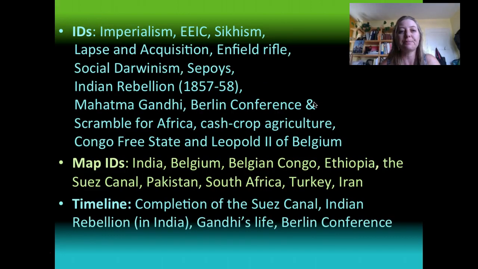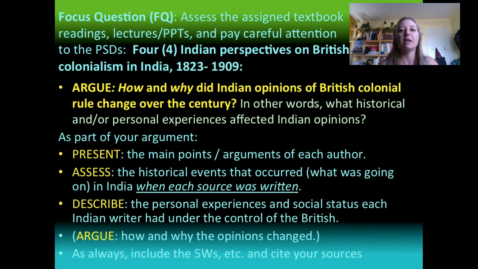show a connection. As always, our ID words, map IDs, and timeline IDs are here in the beginning of the PowerPoint so that you can quickly access them if needed. And our focus question, and we'll talk about it here for just a minute and we'll review it again in the coming slides, but it's important to read and think about now because when we talk about it, we'll look at the history and it's important to think about this question.